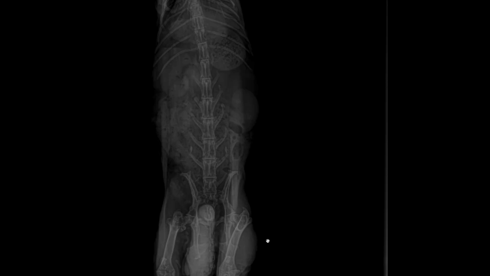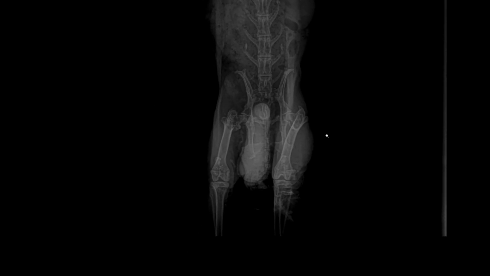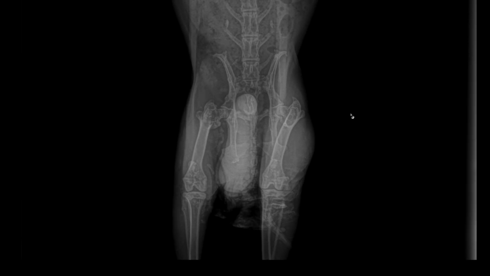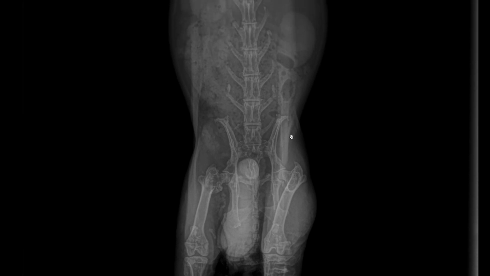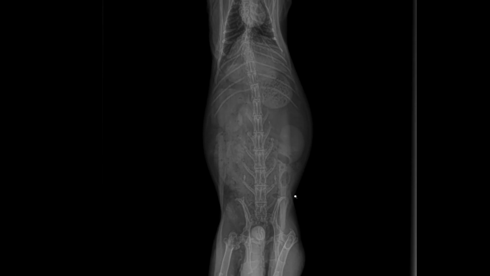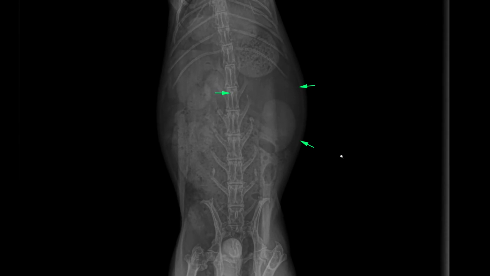In the orthogonal view, we can see the large soft tissue opaque mass superimposed to the right coxal bones. Now, looking at the rest of the abdomen, in the left cranial abdomen, there is homogeneous fat opacity and a mass effect with displacement of the intestinal contents toward the right side and ventrally.